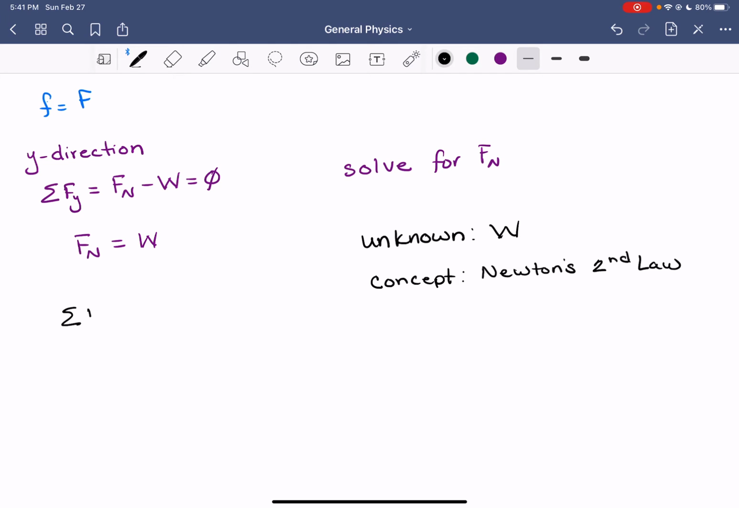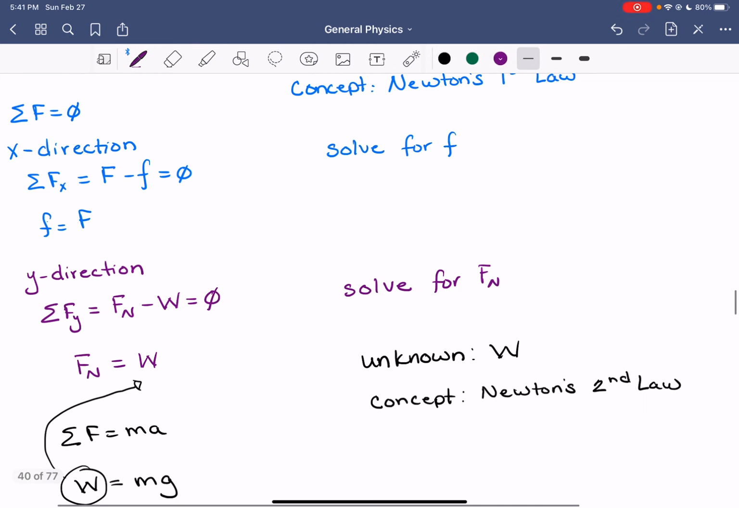The second law says the sum of the forces is equal to the mass times the acceleration. In this case, the force is going to be the weight. It's going to be equal to the mass that they give me times g, which is the acceleration due to gravity, which I know is 9.8. So now I know the weight, so I can now plug that into this equation.